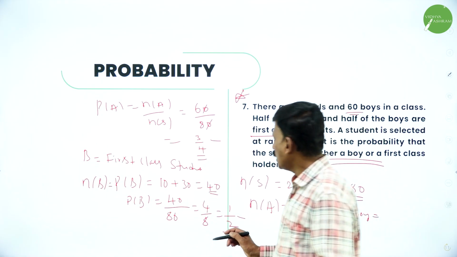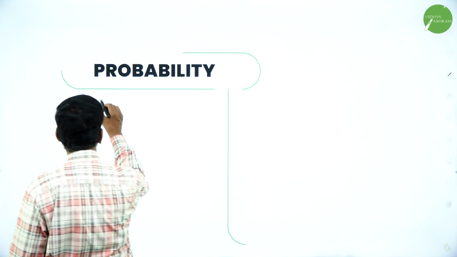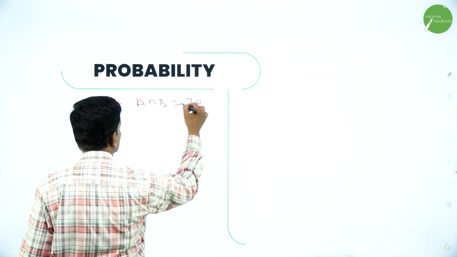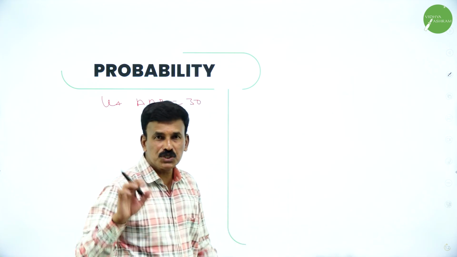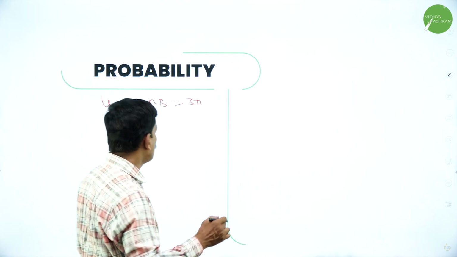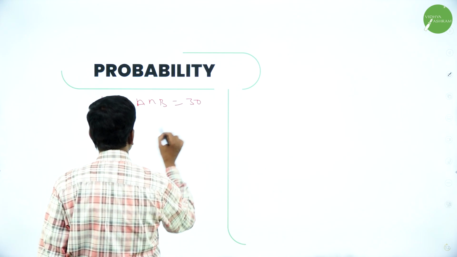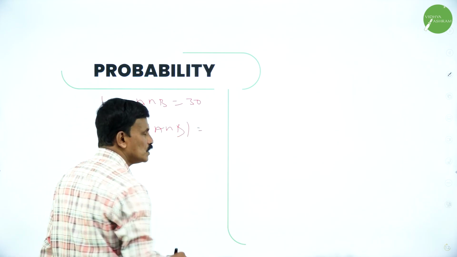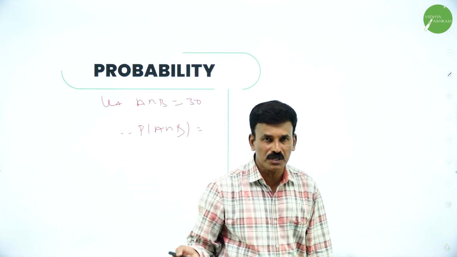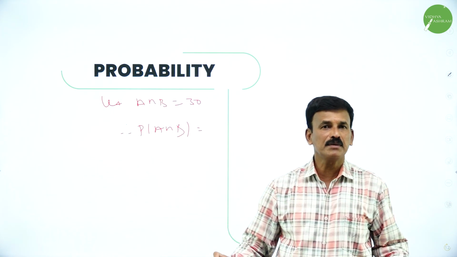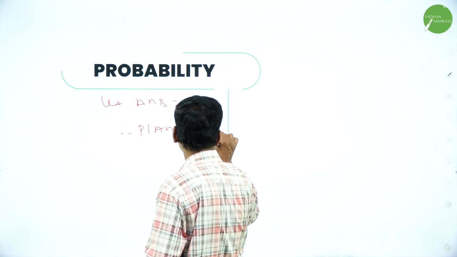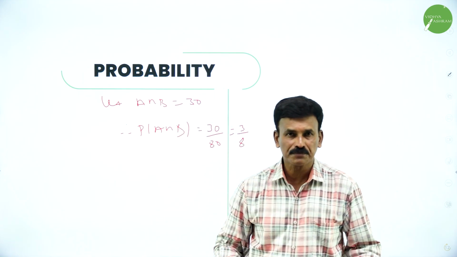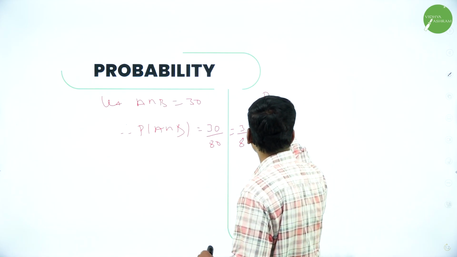Now let A intersection B. A intersection B is equal to 30. That is, the student is a boy and a first class holder, which is equal to 30. Therefore, the probability of A intersection B is 30 divided by the total number of students, that is 30 divided by 80, which is equal to 3 by 8.